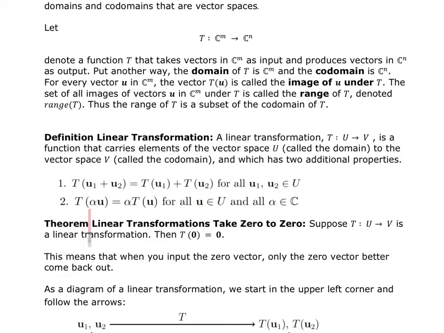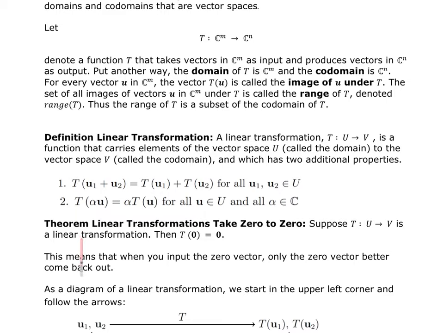Also, we have the scalar multiplication, so I can multiply the scalar times the u vector first and then do the transformation, or I can do the transformation on u and multiply it by that scalar. And that's going to hold true for every single u vector in my domain, and it should still end up in the codomain.